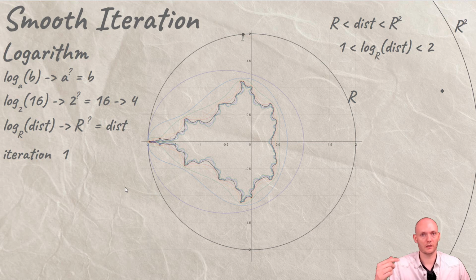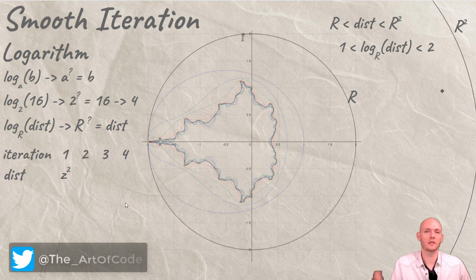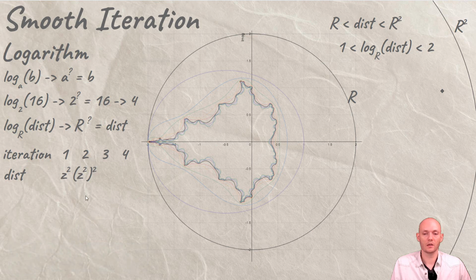In our Mandelbrot loop, we have our iterations 1, 2, 3, 4, and then we have our distance, and our distance is basically the distance of z squared. Well, it's plus c, but we forgot about the c. And then in the next step, we have z squared, right? It's the previous value squared, which is z to the 4th, and then we have z to the 8th, and then z to the 16th, and so that's the sequence for that one.